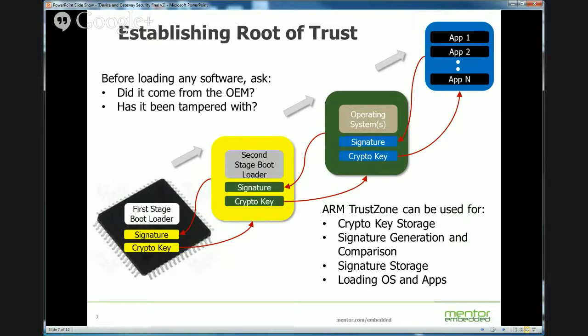Now, what we're seeing is a trend by hardware manufacturers to include capabilities within their hardware to help facilitate establishing this root of trust. ARM is a perfect example. You've got ARM TrustZone that can be used for crypto key storage, signature generation, signature load, and of course loading the OS and the apps.